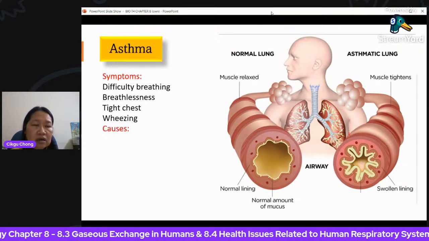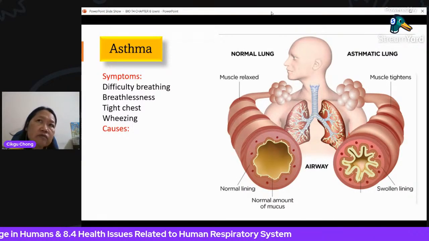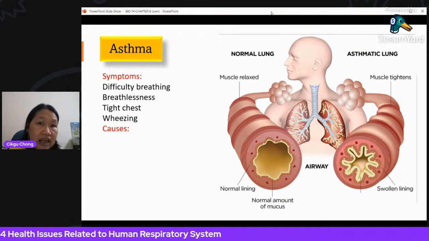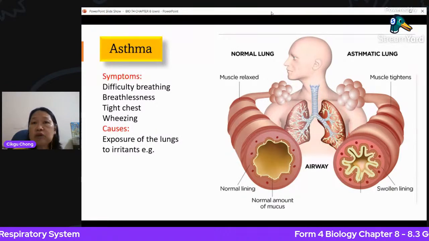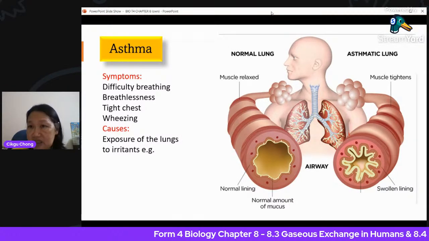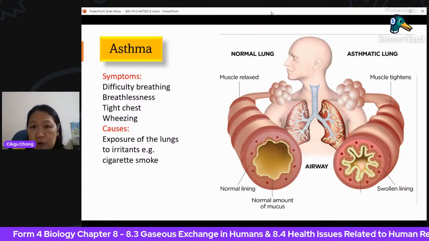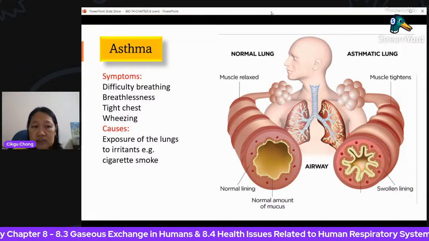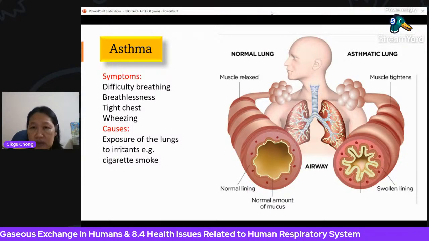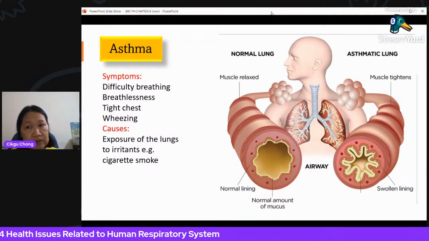What causes people to have asthmatic attack? Most of the reason is because the person has inherited asthma. Okay, but the attack will not come until you are exposed to irritants, things in the air that can irritate your lungs. So cigarette smoke, maybe somebody around you is smoking, and then you inhale that smoke, and you immediately get an asthmatic attack.